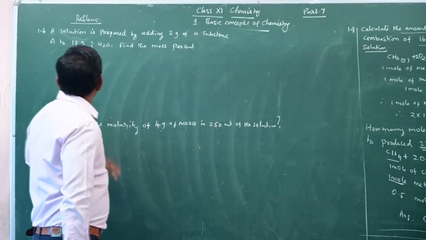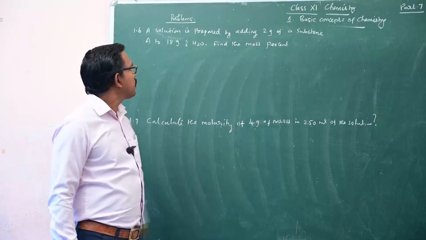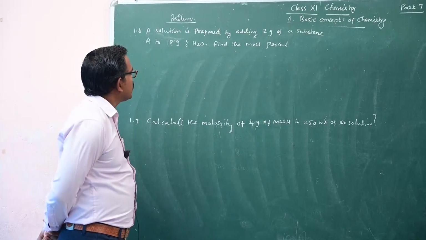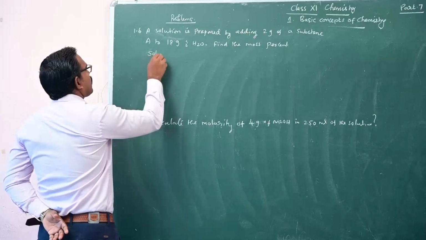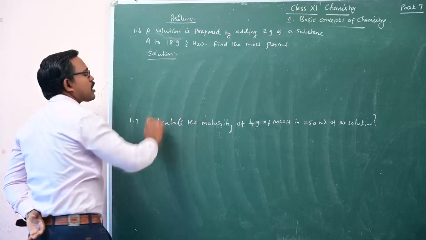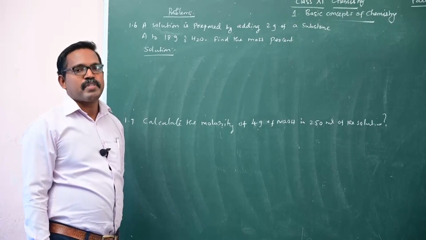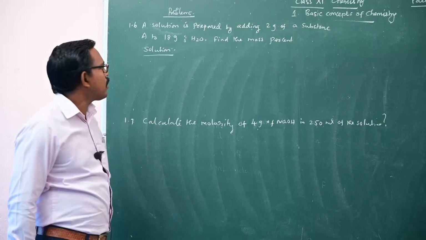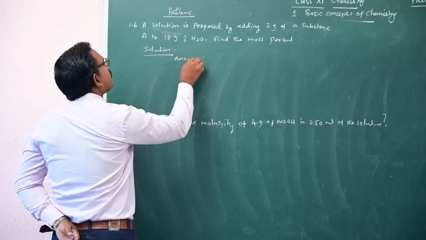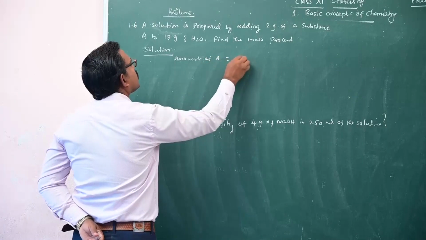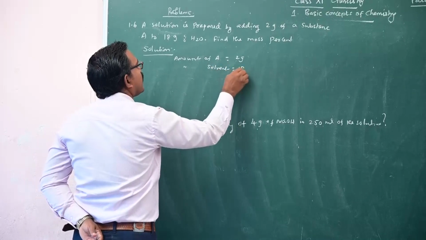Now, problem 1.6: a solution is prepared by adding 2 gram of substance A to 18 gram of water. Find the mass percentage. So, listen, we know that mass percentage is a ratio of the amount of solute to the amount of solution. So, here the amount of solute, amount of A, is equal to 2 gram. Amount of solvent is equal to 18 gram.